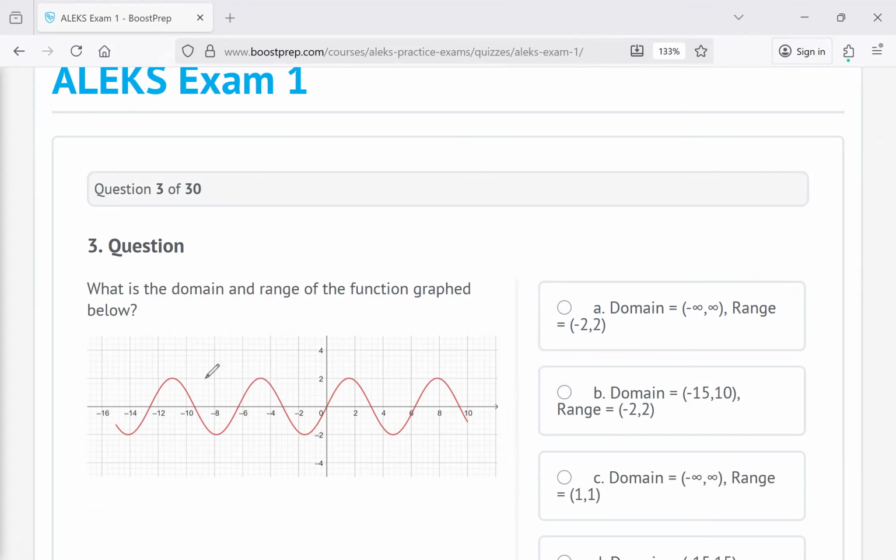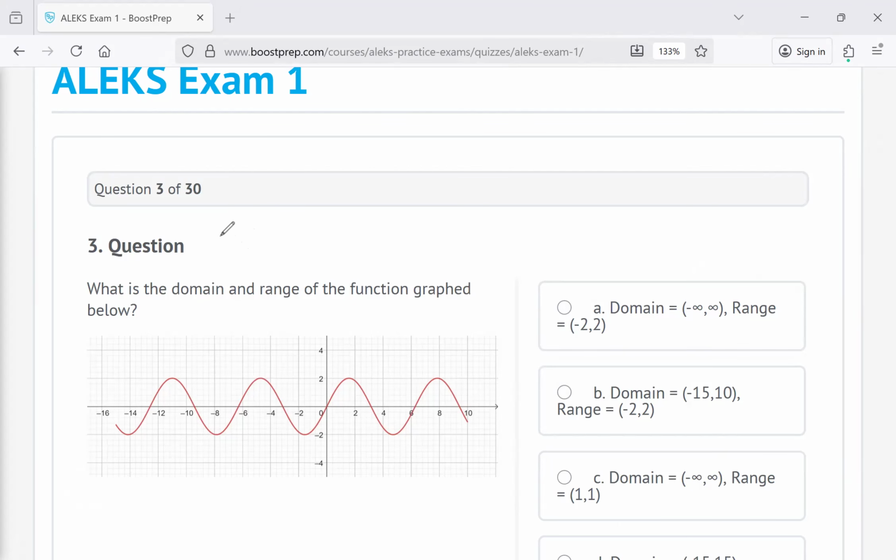I'm trying to figure out what kind of graph this is. Is it a sine or a cosine? Let me double check. Yes, I believe it's going to be a sine graph because it goes through the origin. Okay, so we know it's a sine graph.